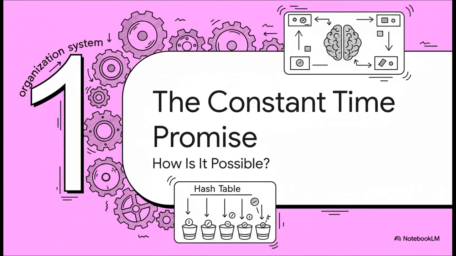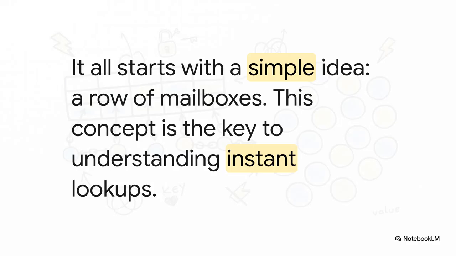Well, the secret isn't some complex sorcery. It's actually a beautifully simple organizational system, and it's the foundation for both hash maps and hash sets. To get our heads around this, let's use a simple analogy. Just picture a giant wall, lined with a row of numbered mailboxes. Now, instead of opening every single box to find your mail, what if you had a system that could tell you, instantly, the exact mailbox number where your mail is waiting? That's the big idea right there.